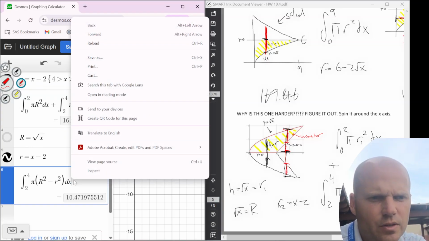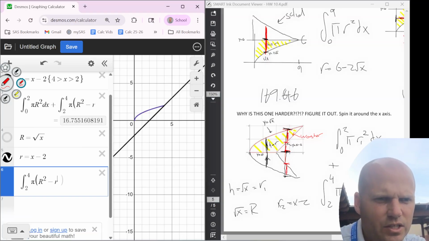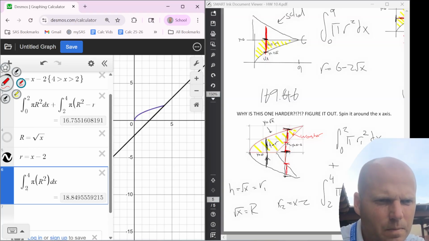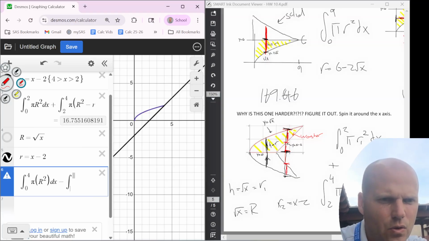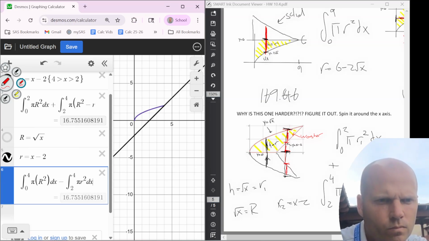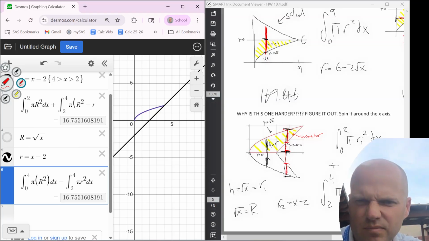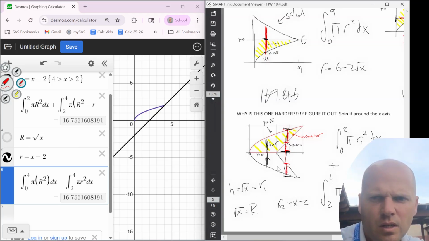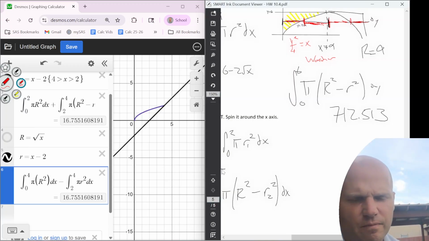There are other ways to do it. You could have actually said, well, let's just take the entire object from 0 to 4 and let's just subtract the hole from 2 to 4. Get the same answer. All different ways to do it. Just see if you can do it. 16.755.